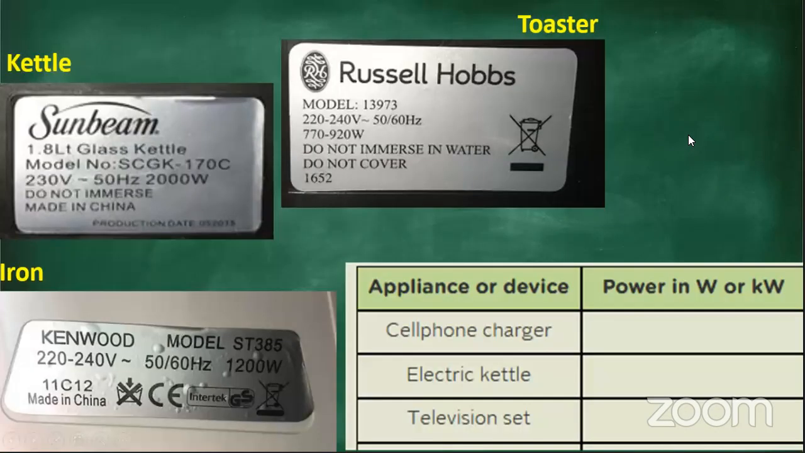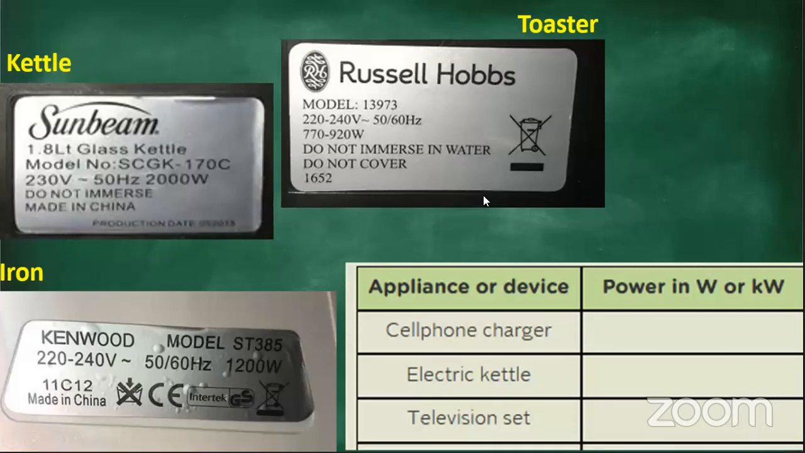All right, so these were my examples that I had given you yesterday. My kettle uses 2,000 watts. These are just stickers at the back of my appliances. This is my toaster. It uses between 770 to 920 watts. And lastly, my iron uses 1,200 watts.